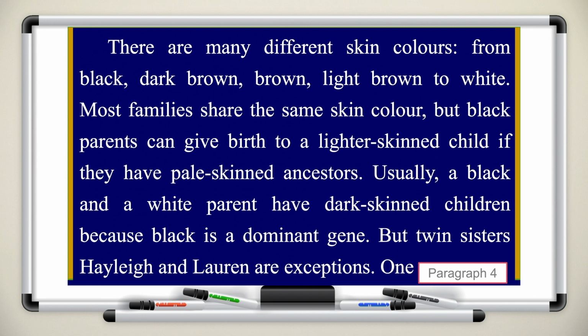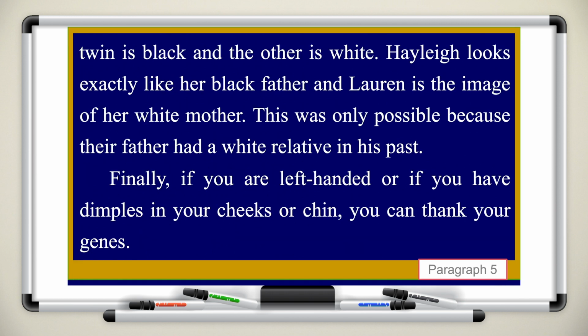But twin sisters, Haley and Lauren, are exceptions. One twin is black and the other is white. Haley looks exactly like her father, and Lauren is the image of her white mother. This was only possible because their father had a white relative in his past. Finally, if you are left-handed or if you have dimples in your cheeks or chin, you can thank your genes.